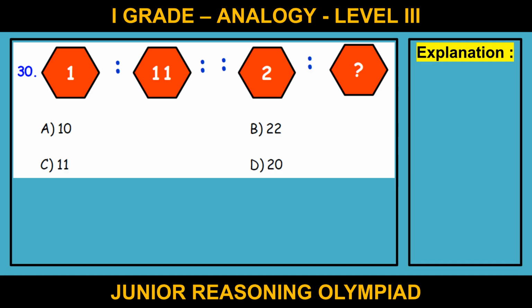Fantastic. Children, look carefully. 1 becomes 11. The number is written twice. Now apply the same rule to 2. 2 written twice becomes 22. Let's check the options. Option A, 10. Option B, 22. Option C, 11. Option D, 20. The correct answer is option B, 22.